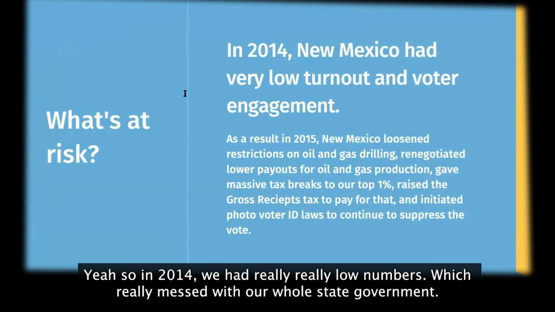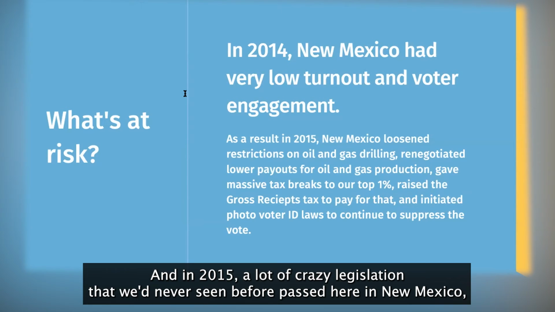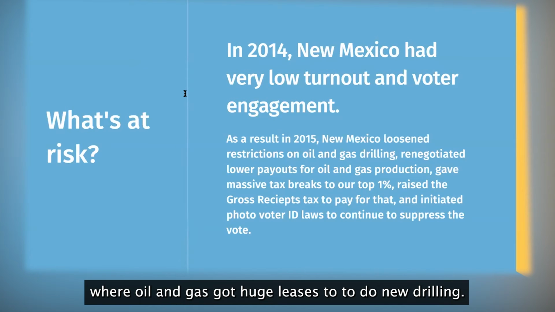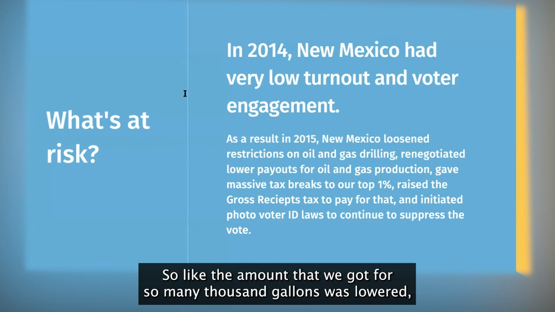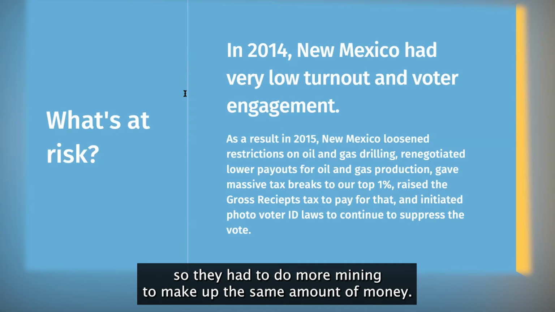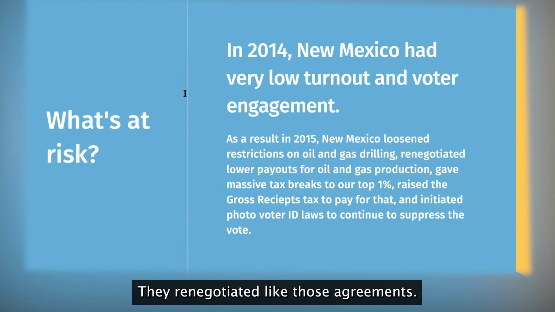So in 2014, we had really, really low numbers, which really messed with our whole state government. And in 2015, a lot of crazy legislation that we'd never seen before passed here in New Mexico, where oil and gas got huge leases to do new drilling. They renegotiated for lower payouts for New Mexico. So the amount that we got per so many thousand gallons was lower, so they had to do more mining to make up the same amount of money. They renegotiated those agreements.